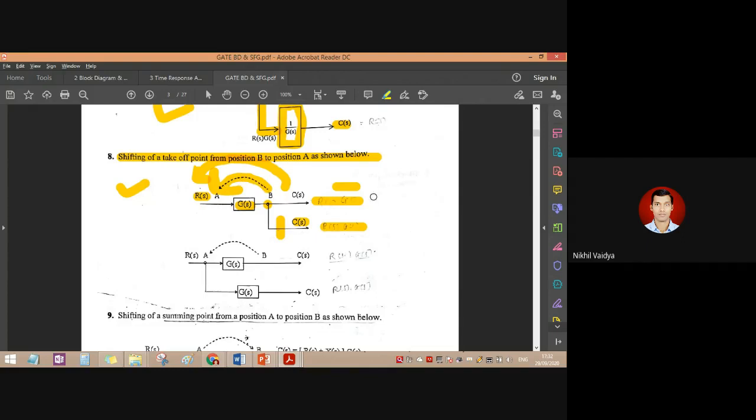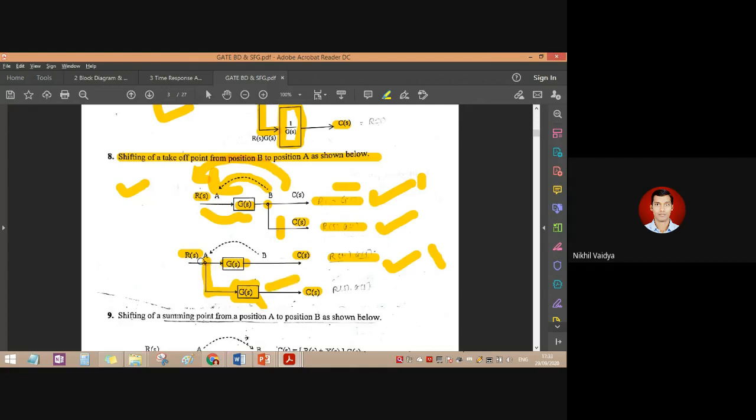Okay, so here the output is R of S into G of S, and here also the output is this multiplication, R of S into G of S. They are the outputs here. Now when we shift this, the position B will change to A. And what do we have to write in that particular shifted path of the takeoff point? The same block value, that is G of S. Same block value G of S. And now we will check whether we are getting the same values as previously. So what will C of S be here? Yes, R of S into G of S. Yes, we are getting the same. So this and this are the same. Next, C of S is equal to what? Again, R of S into G of S.